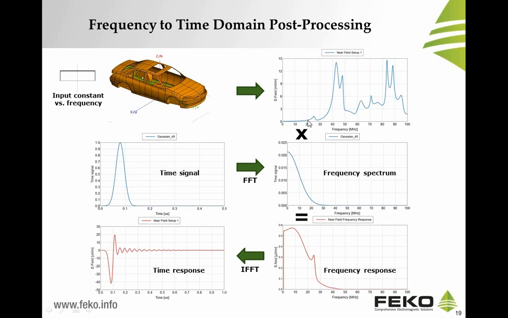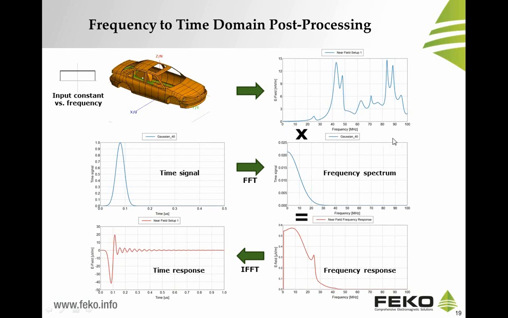Then if we use a time signal, we know what its frequency response, frequency spectrum is. We can multiply these two in the frequency domain and get a frequency response, and then use the inverse Fourier transform to get back to the time response which we are interested in. The nice thing about this is that we can easily change the time signal, make it wider, make it a step, anything. The frequency spectrum is easily available.